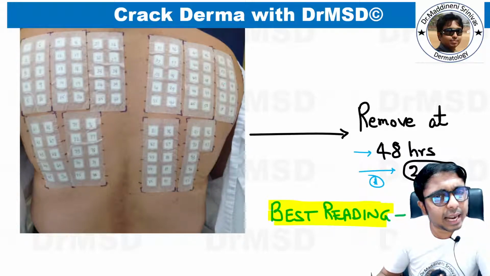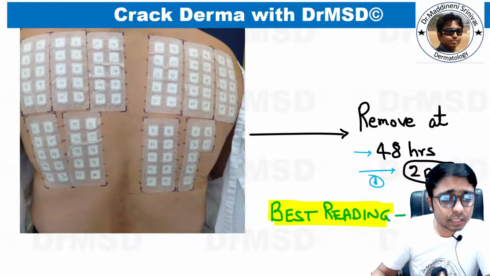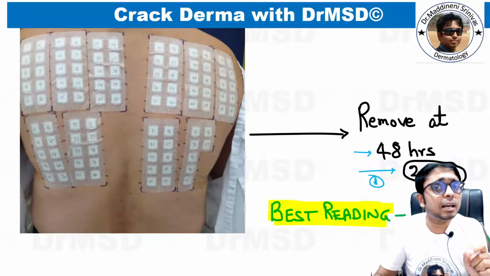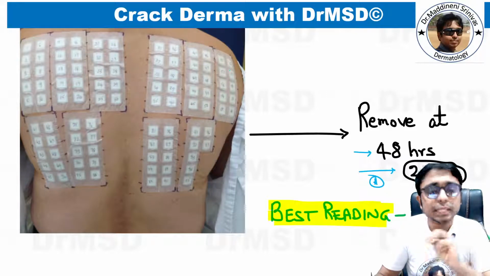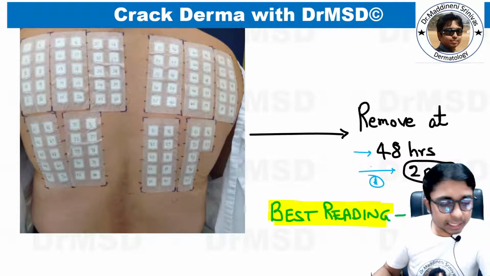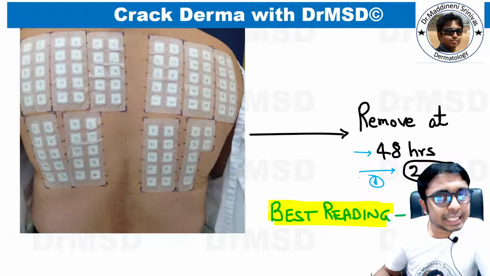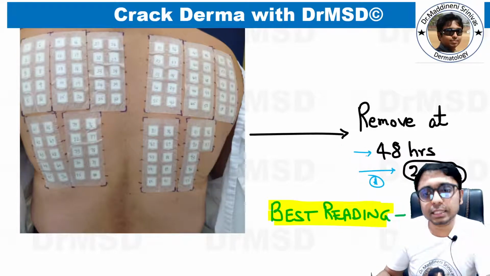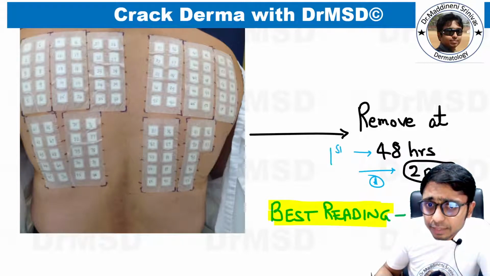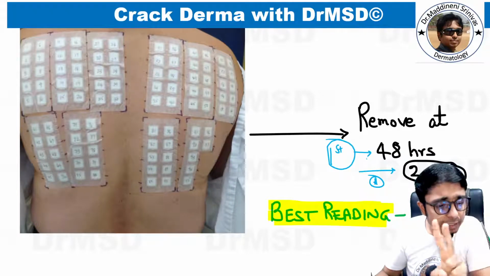For the first 2 days the patches will be stuck over the back of the patient, so it is slightly uncomfortable for the patient, and also this is a costly investigation, which dermatologists usually charge somewhere around 2000 to 3000. So you have to remember these time periods, very very important. This is not a simple test. This is a costly test. So the first reading will be taken at 2 days.